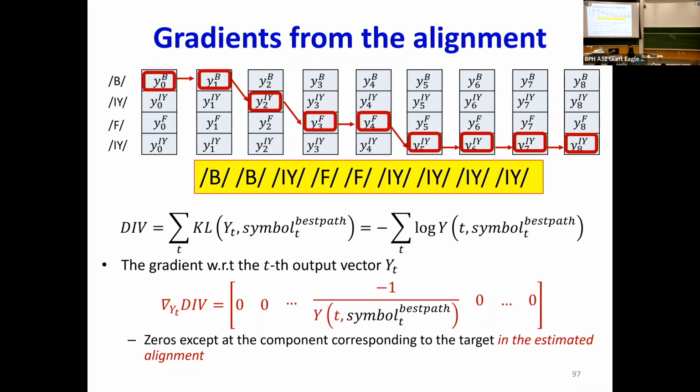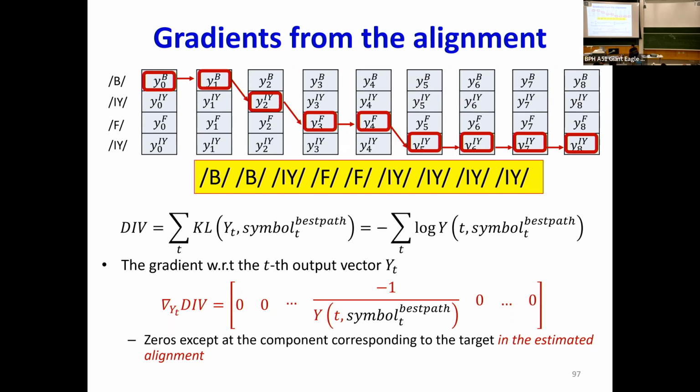And the derivative of this divergence with respect to the output at any time is going to be interesting. If you look at this divergence at time t, the divergence is only a function of the aligned symbol at time t. It's not a function of anything else. So the derivative of the divergence with respect to the output vector at time t is going to be 0 for all the components except the one symbol that was aligned to the input at time t.